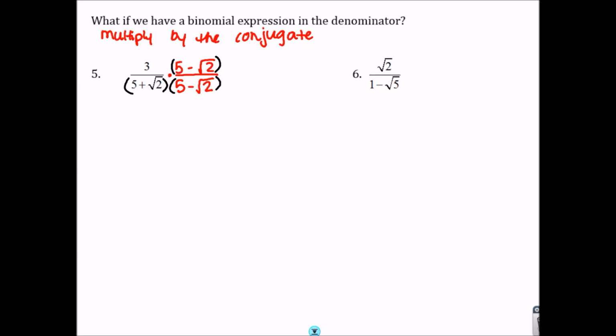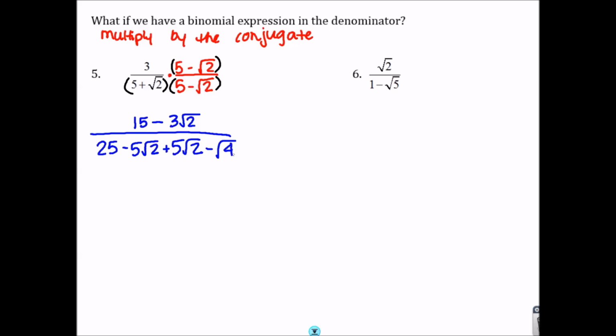So in the numerator, if we distribute the 3, we end up with 15 minus 3 square root of 2. In the denominator, we have to double distribute. So if we have 5 times 5, it gives us 25. 5 times negative square root of 2 is negative 5 square root of 2. Square root of 2 times 5 is 5 square root of 2. And square root of 2 times negative square root of 2 is negative square root of 4.